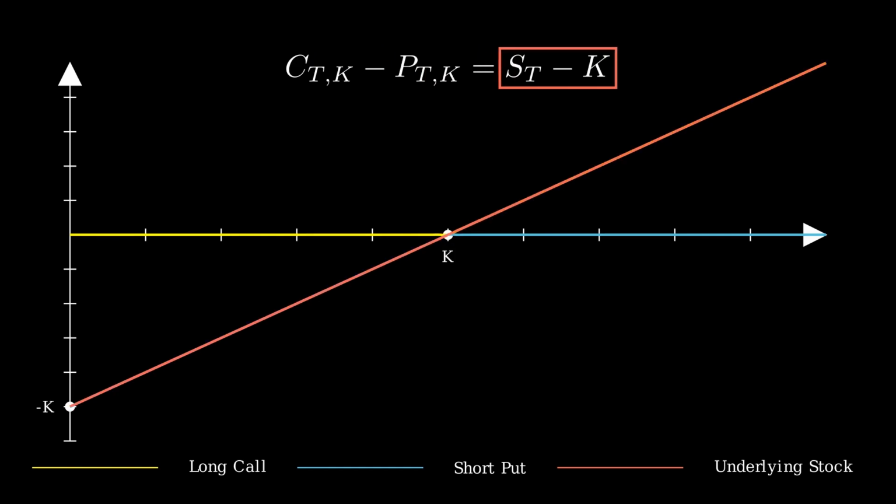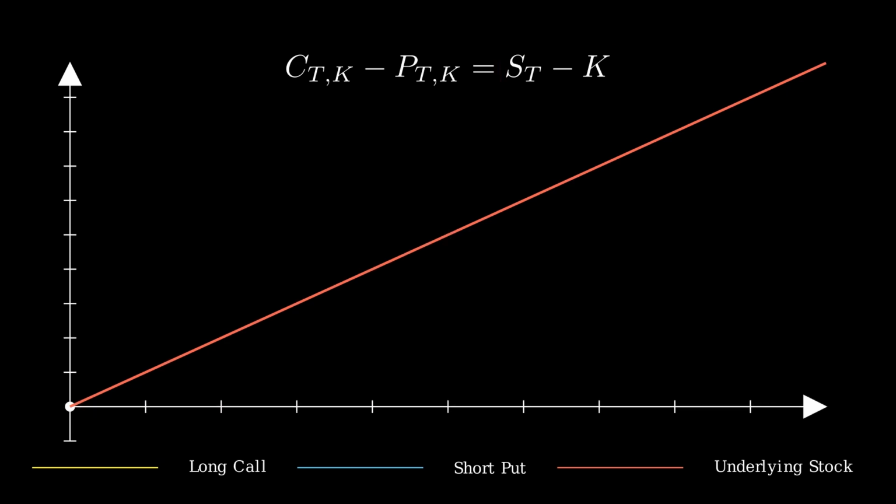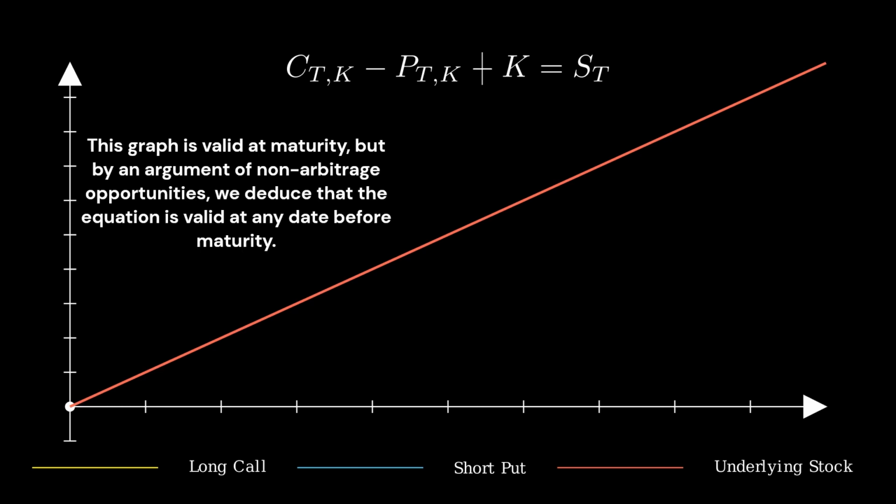This straight line, with slope 1, represents the stock exactly, except that it is shifted by K dollars. The profile is exactly the same. For simplicity of visualization, let's place K on the other side of the equation. We see that the linear combination of assets on the left-hand side of the equation exactly replicates the underlying stock. Thus, by an argument of no arbitrage opportunity, we obtain that for any time to maturity, call-put parity is respected.